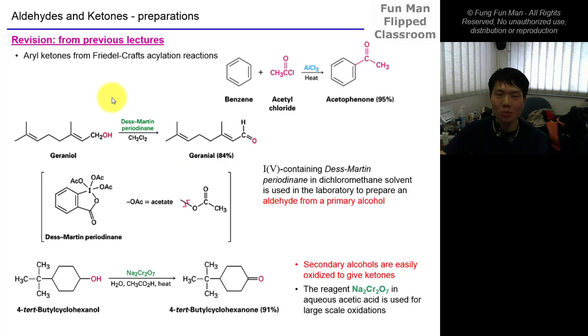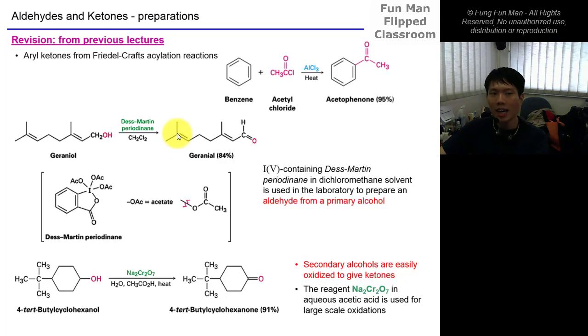Now revision from the previous lectures, we learned that when we have aryl ketones, we can use it for a Friedel-Crafts acylation. Basically, when you have a Lewis acid here, you can pick up any halogen and cross it out, and then the whole chunk will just go onto the benzene ring. Right here, you form acetophenone 95%, with such a good yield.